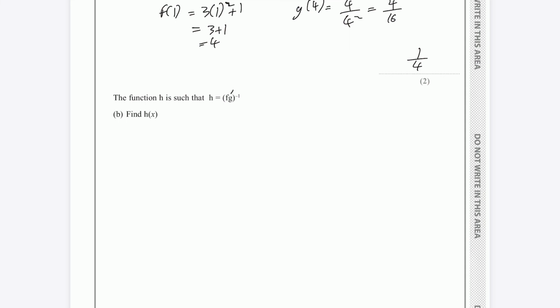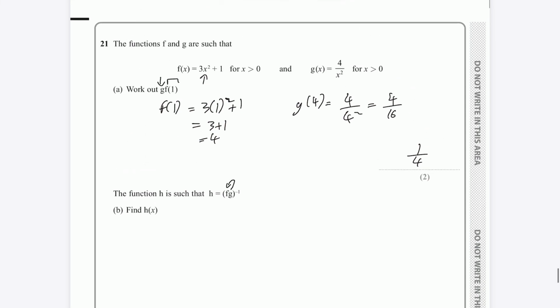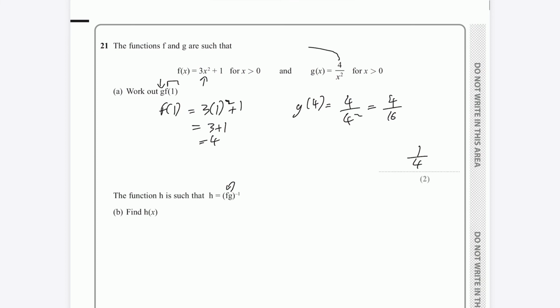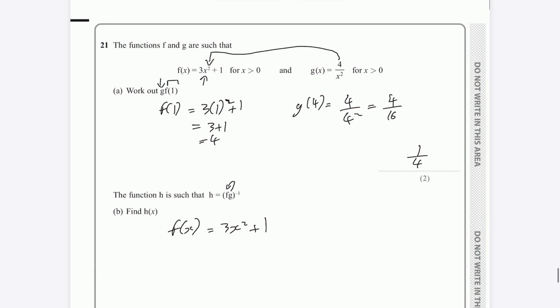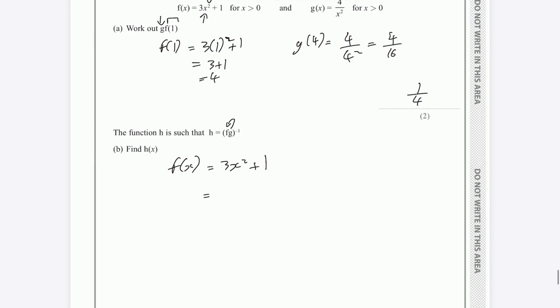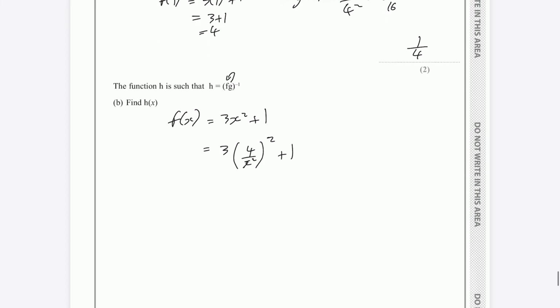Now for the next one, you want to work out the inverse of f of g. So firstly, I want to sub g into f. So I need to sub essentially this into there. So if I write f of x out at the minute, we have 3x squared plus 1. Now I'm going to substitute g of x into there. So that's going to be 3. Notice the brackets, it's still squared. Now x is going to become g of x, which is 4 over x squared plus 1. So now this is f of g.